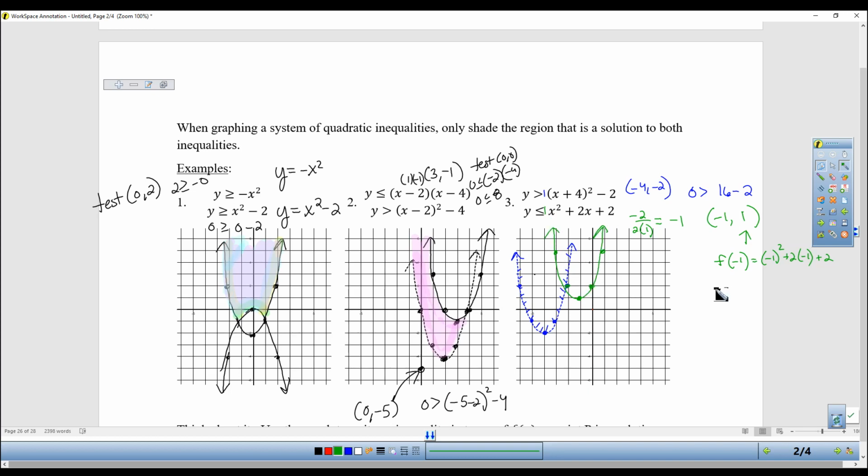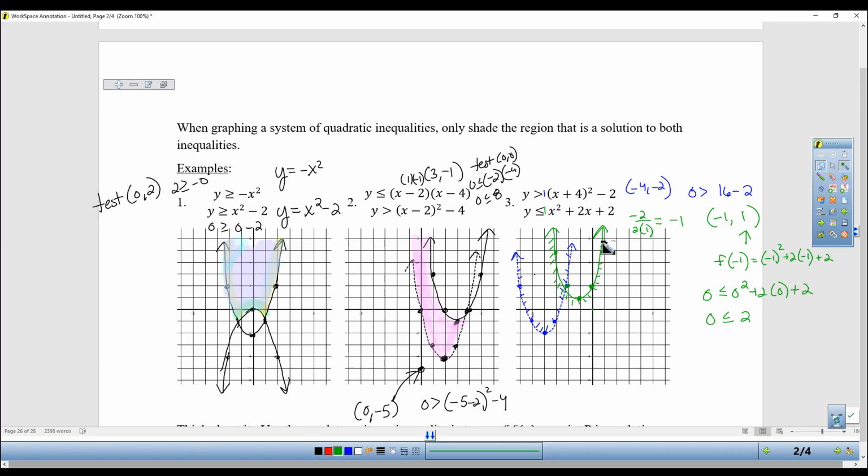And it's so easy to test 0, 0. 0 is less than or equal to 0 squared plus 2 times 0 plus 2. I don't even expect you to write this out because this whole thing is going to be 0. Is 0 less than 2? It is. So I do want to shade 0, 0. So that means I want to shade outside this parabola.